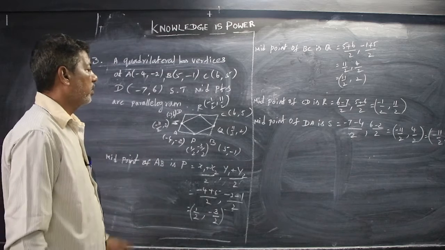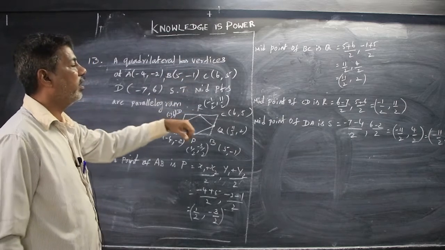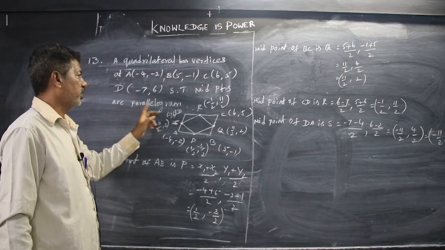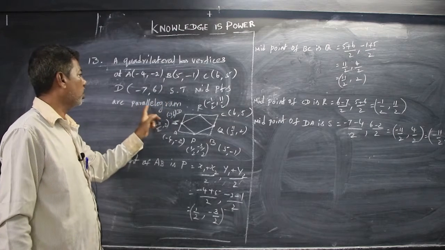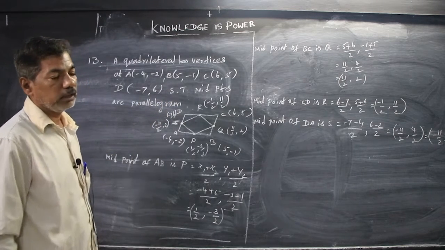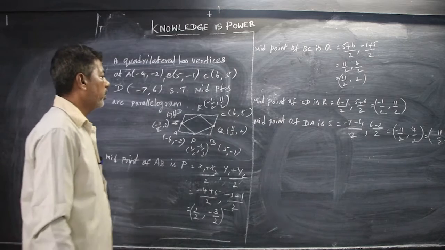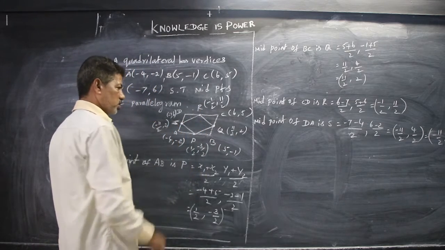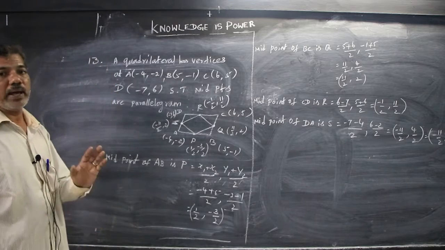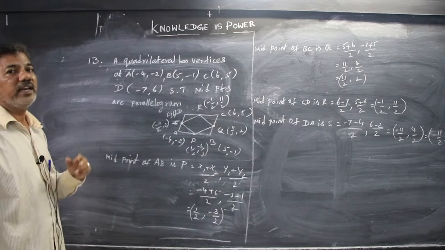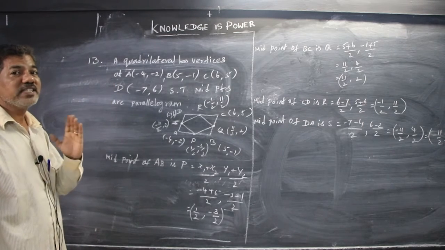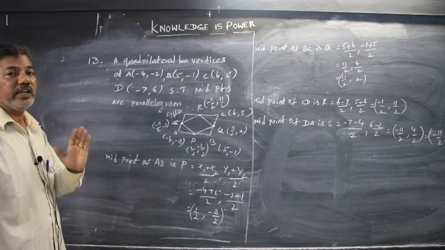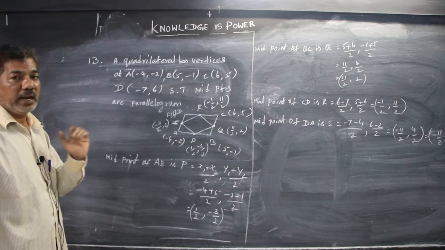Okay. After finding all the mid values, now we have to come to that question. Show that the midpoints are a parallelogram. That is P, Q, R, S. What are the rules for a parallelogram? What we had done in earlier sums? Opposite sides are equal and parallel.